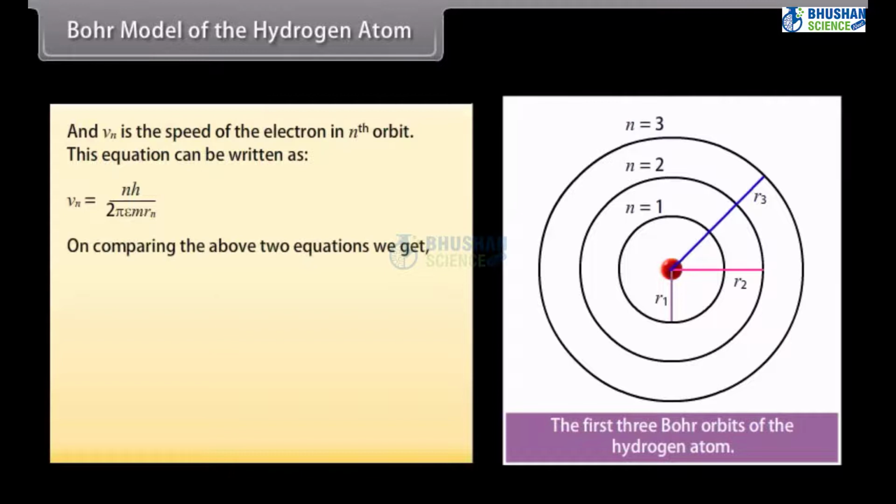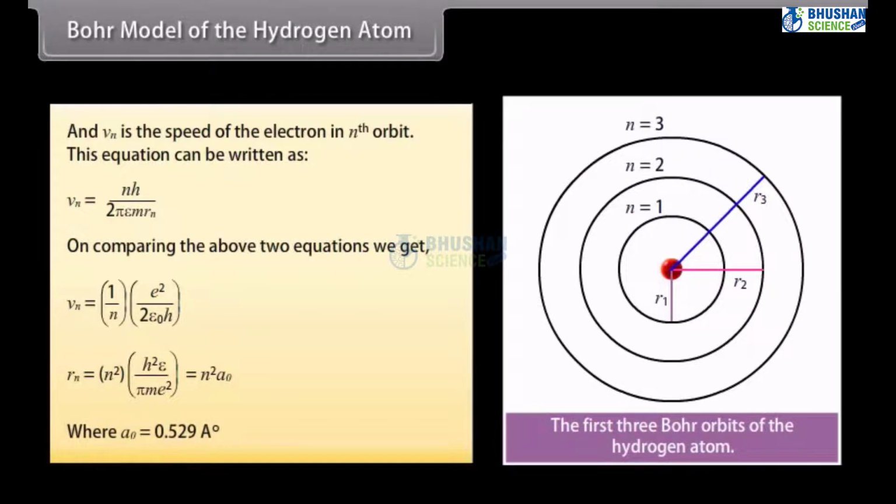On comparing the above two equations, we get the expressions of velocity and radius of the nth orbit. vₙ = (1/n) × e²/(2ε₀h), and rₙ = n² × h²ε₀/(πme²), which equals n²a₀, where a₀ is equal to 0.529 angstrom.